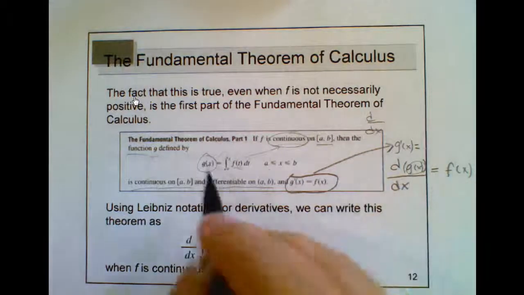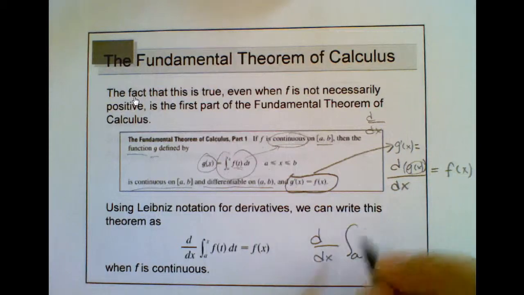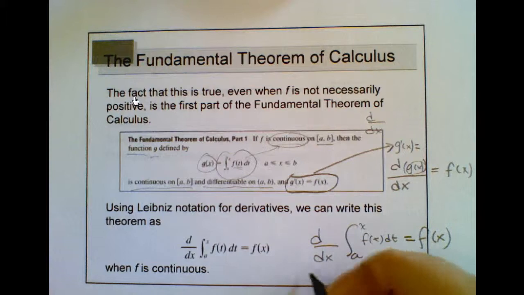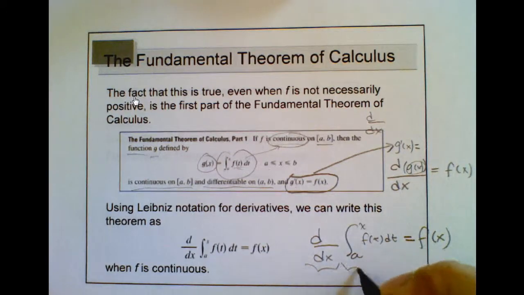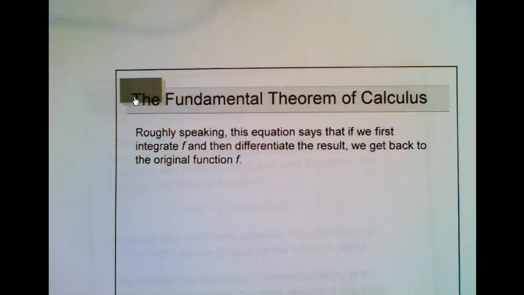Since I'm defining g of x as this integral, then the derivative with respect to x of the integral between a and x of some function f is f of x. So let's read this by chunks. The derivative of an integral of a function is the function itself. Again, the derivative of the integral of a function is the function itself. So what does that mean for the meaning of the integral and derivatives? It means that the processes are inverses. Taking the derivative and taking the integral are inverses.